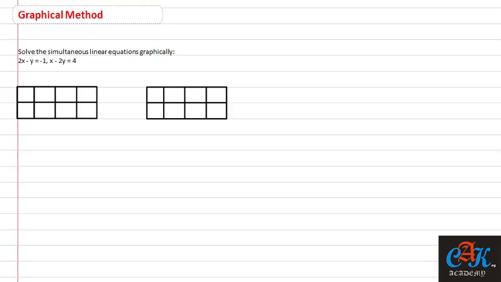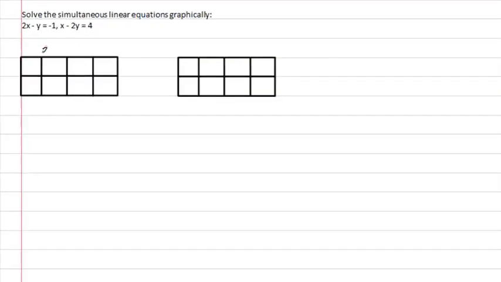Okay, now we are looking at another example still relating to the graphical method. So this time we want to solve real simultaneous equations using the graphical method. Now we are given two equations. So this is the first one. We are given 2x minus y equal to 1 and x minus 2y equal to 4.